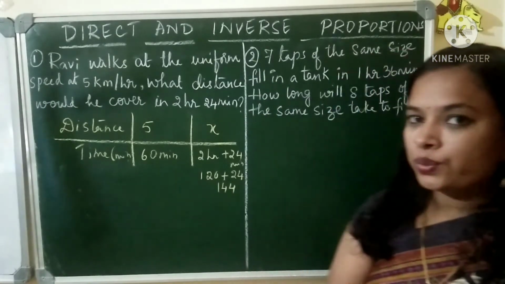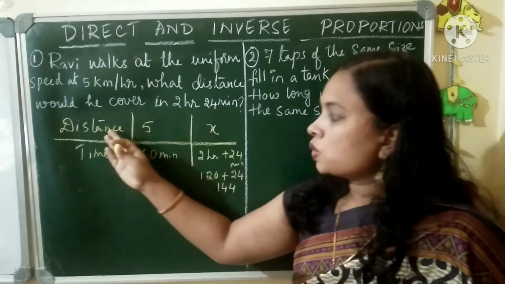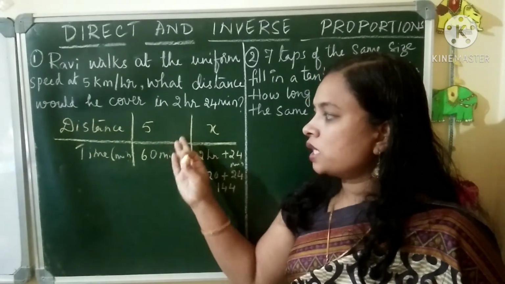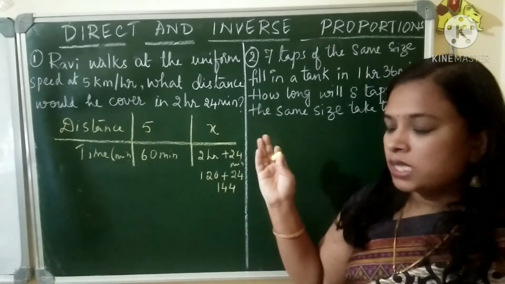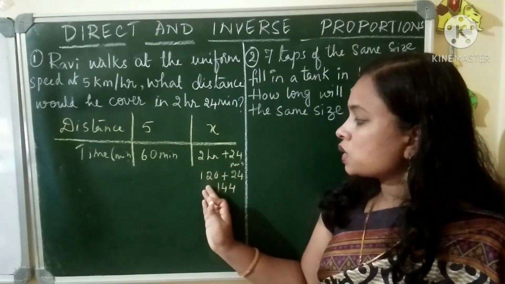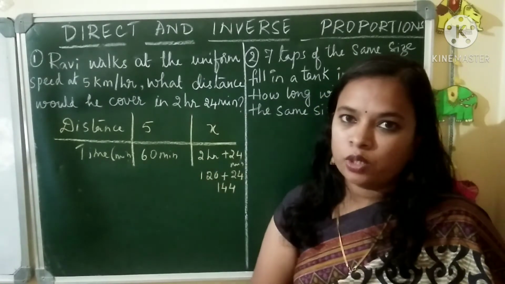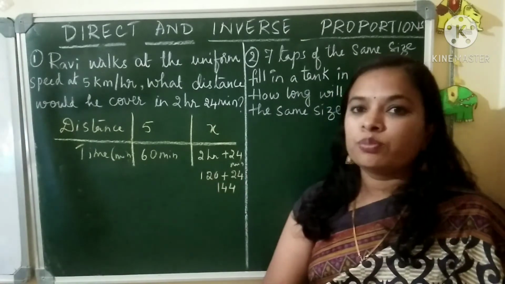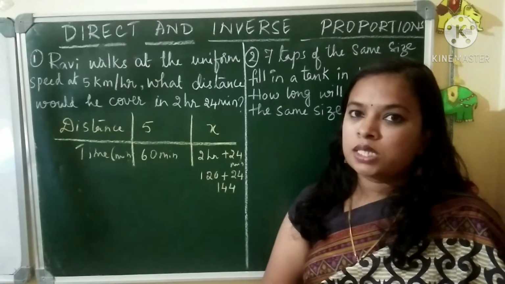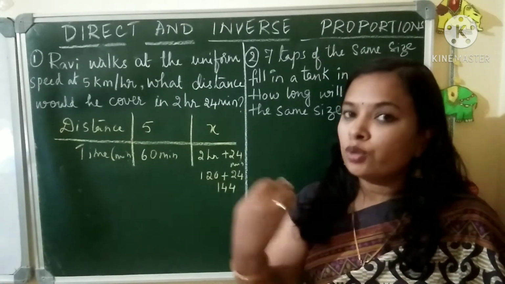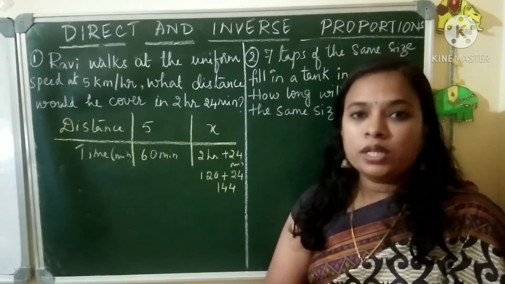So as I told you, you have to compare the ratio. So now you just check. The distance is 5 km in 1 hour. Now the time has increased to 144 minutes. See, in 1 hour if he can travel 5 km, then in 144 minutes, in 2 hours, will he travel more or will he travel less? Obviously, he will travel more. The distance will be more compared to the 5 kilometers.